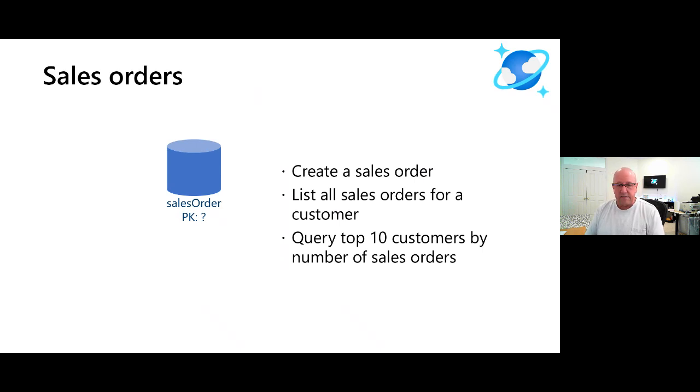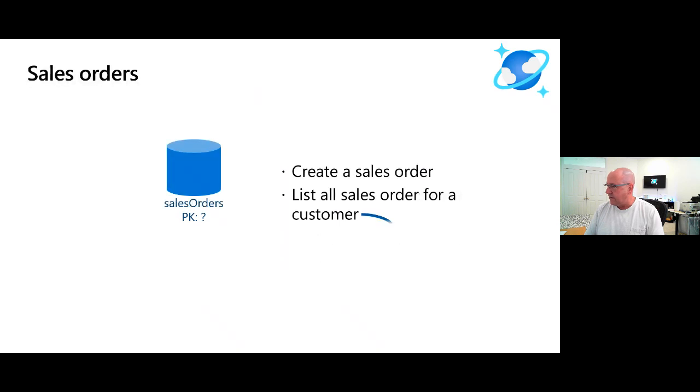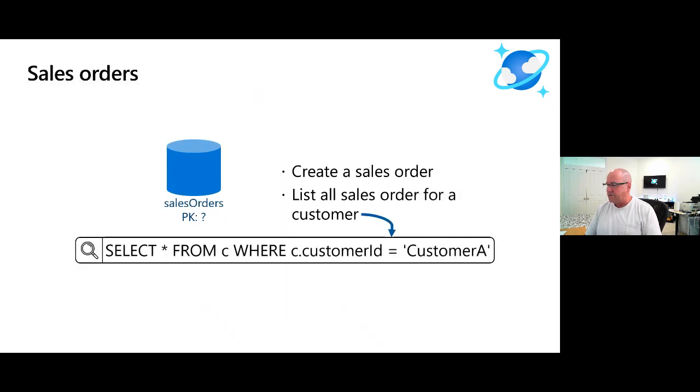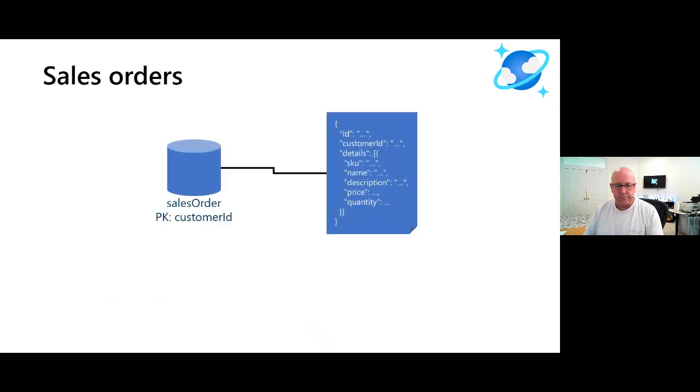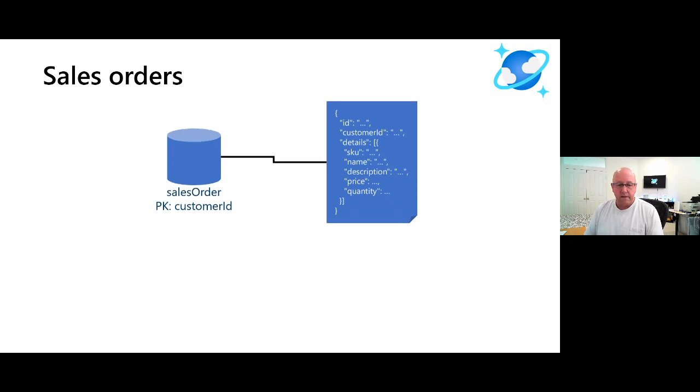And then the last one is we want to do this one, list all orders for a customer. So we're going to do select star from c where c.customerId equals customer A. So we'll make sure this is a single partition query. What we want to do is then put all the orders for each customer in that same logical partition. So it makes sense to make customer ID our partition key here.